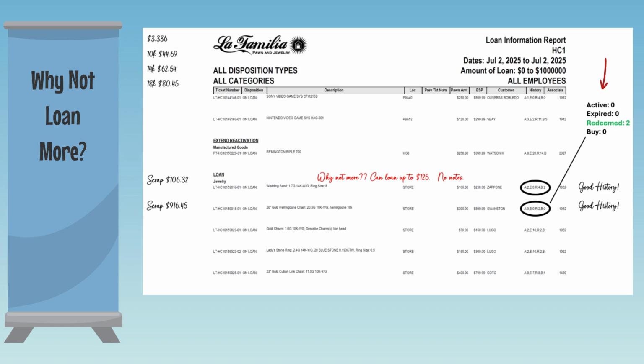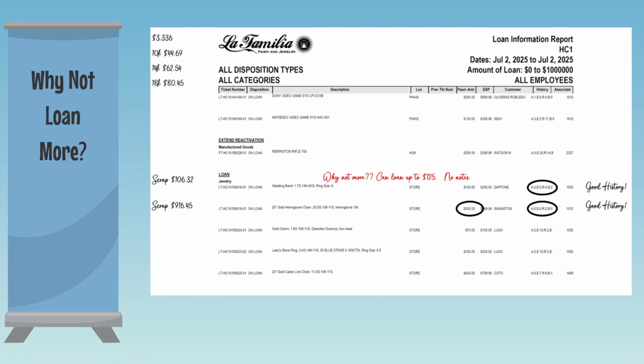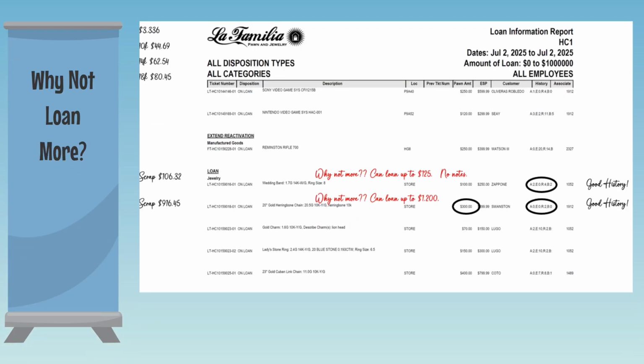Now let's take a look at what we loaned. We loaned $300. The scrap value is over $900 and we loaned $300. So again, why not more? A solid loan would have been $900. And because the customer has redeem history, we could have gone up to $1,200 if they needed it.